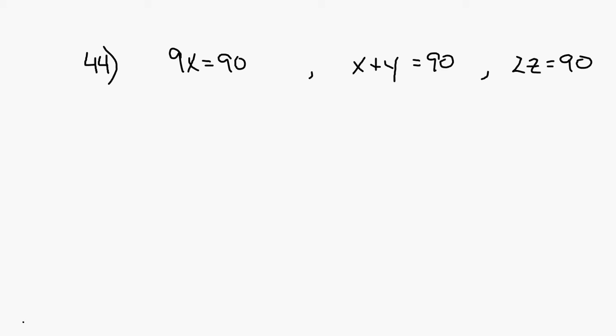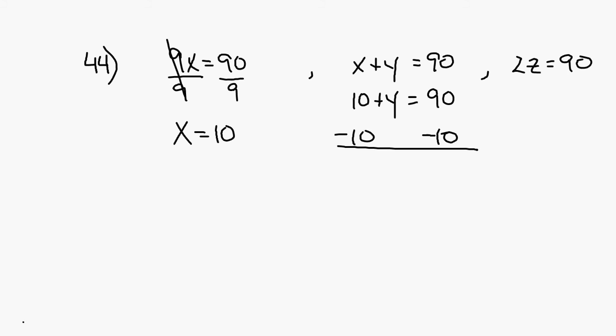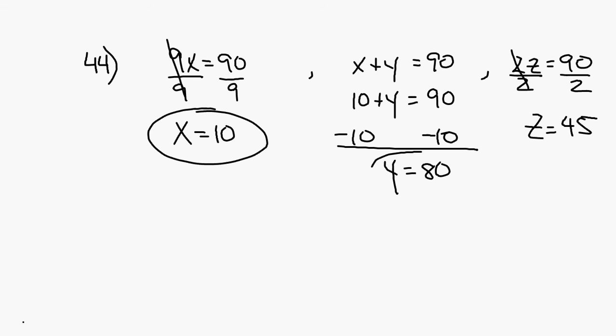So going back to this first equation, if you divide both sides by 9, then these will cancel, and x equals 10. If you go to your second equation where there's an x and you replace it with a 10, then 10 plus y equals 90, and you can subtract 10 from each side. So y equals 80. And then for your z, if you divide both sides by 2, then z equals 45. So there's your x, there's your y, there's your z.